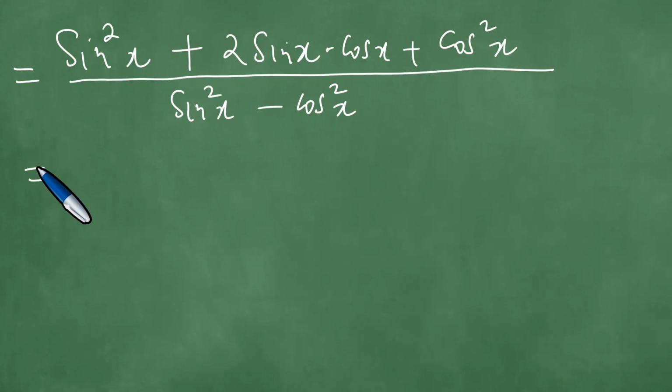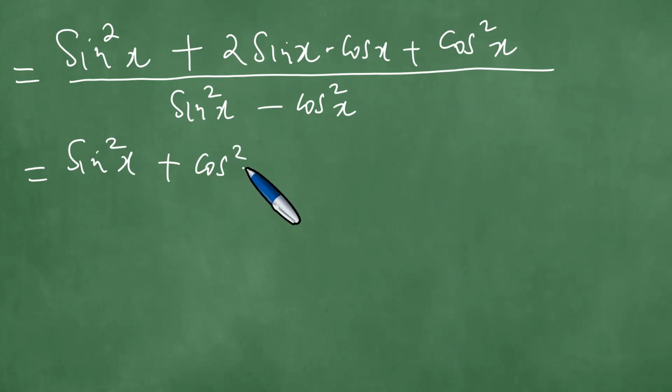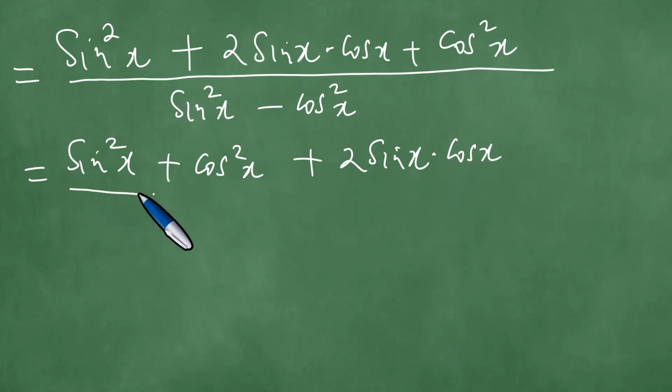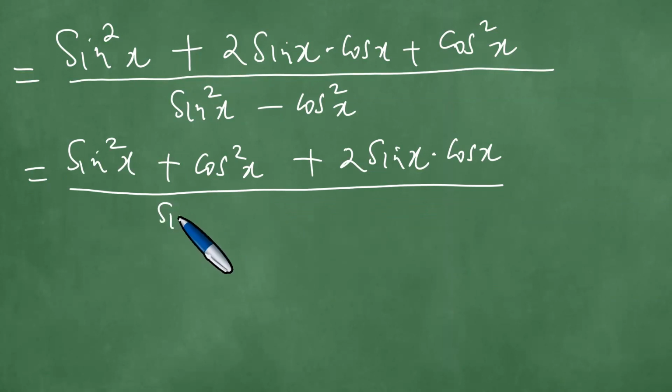I was asking the question, what do we do here? Tando and Yolanda, anyone? We should factorize. We can group like terms. Sine squared plus cosine squared, we group. Then we have 2 sine x times cosine x. We divide by sine squared minus cosine squared.